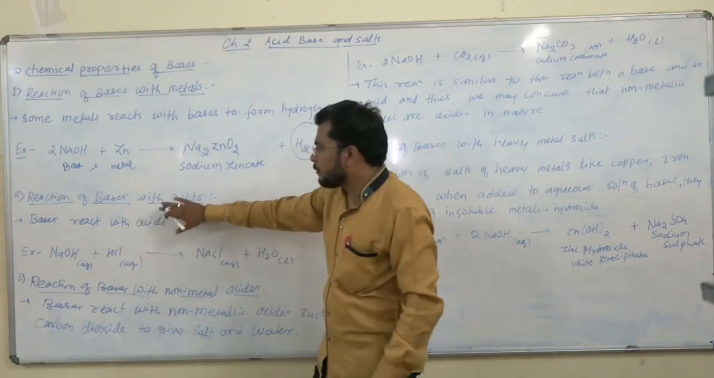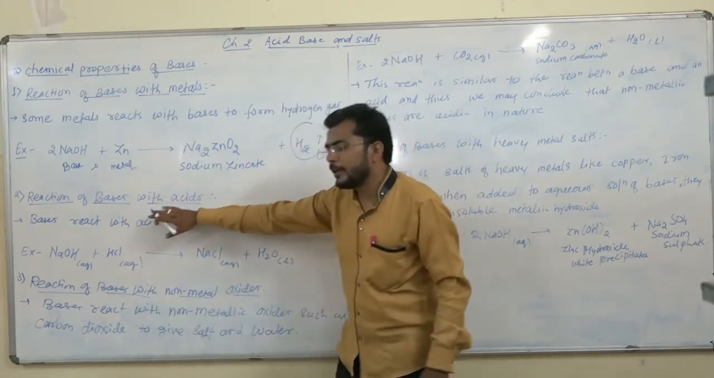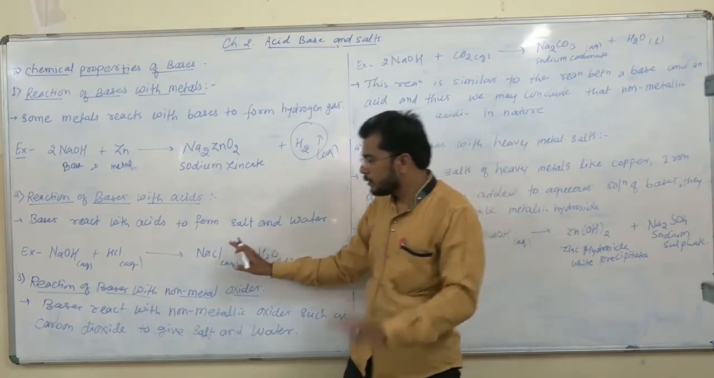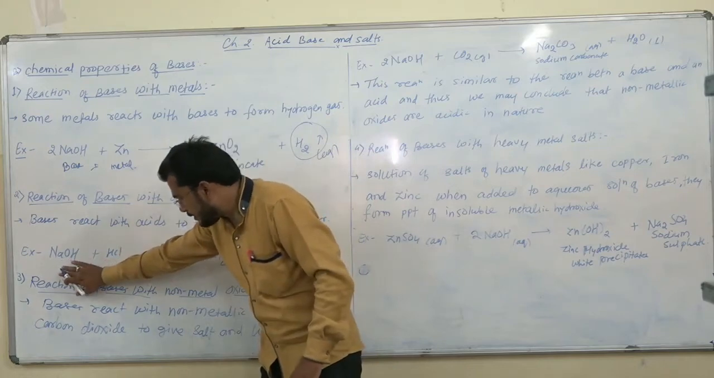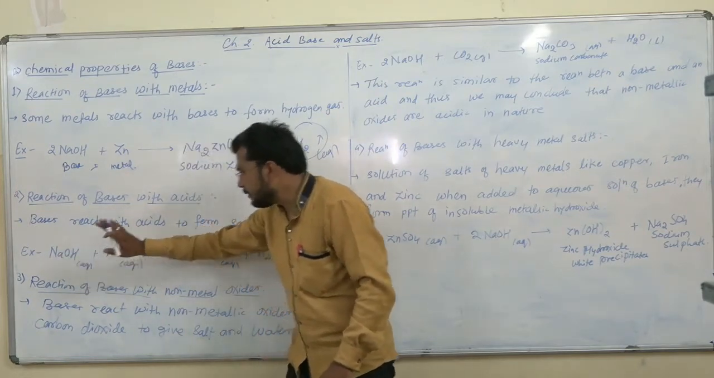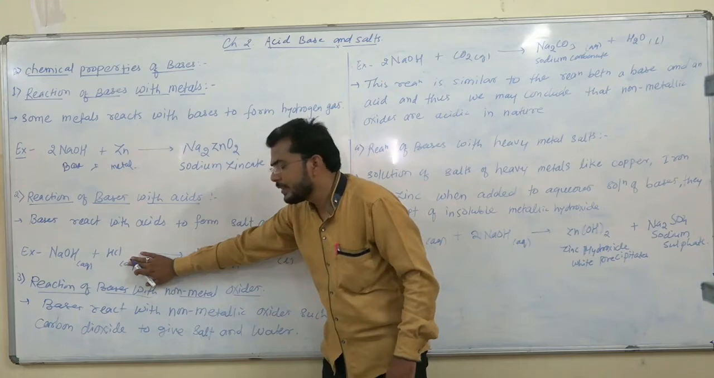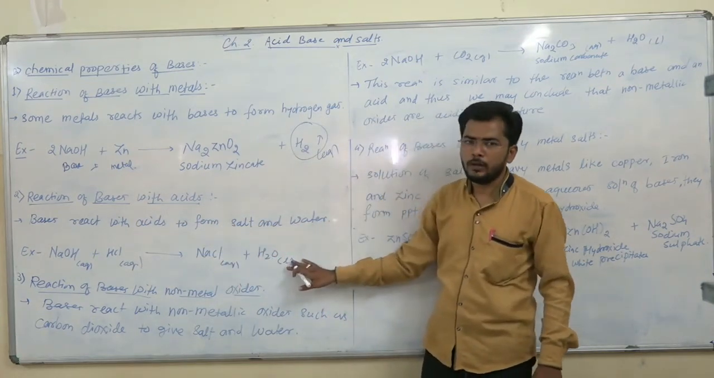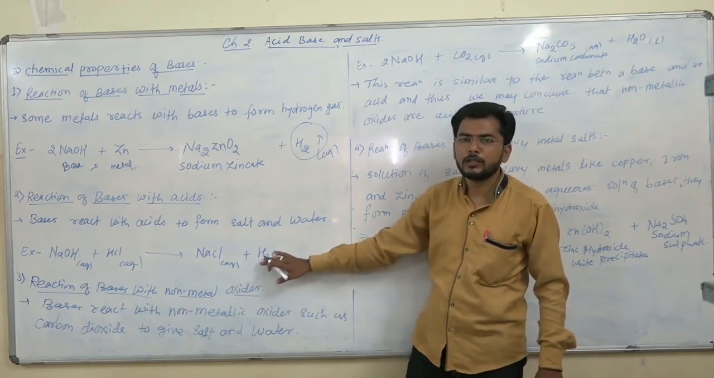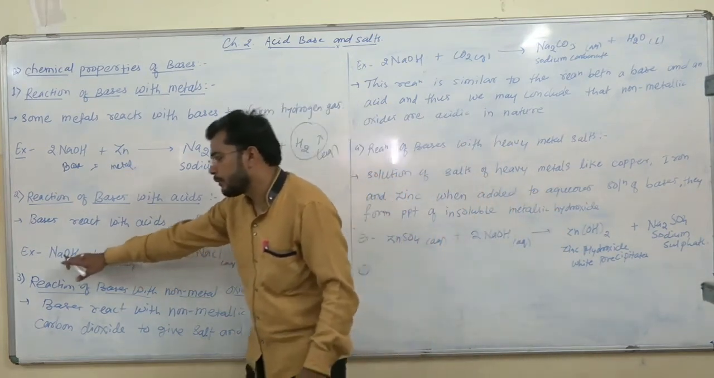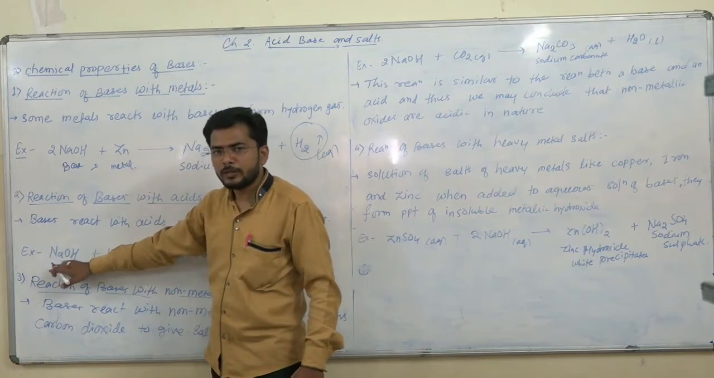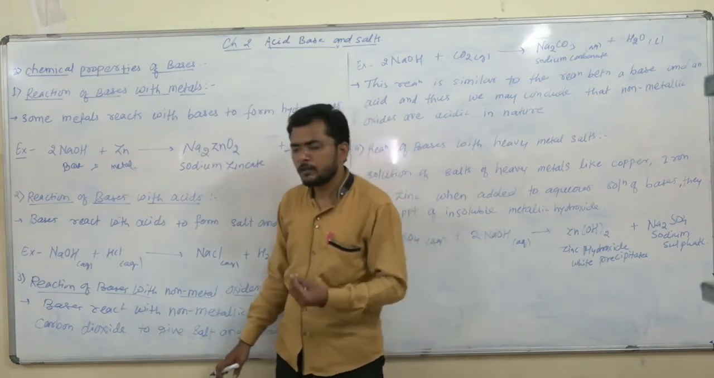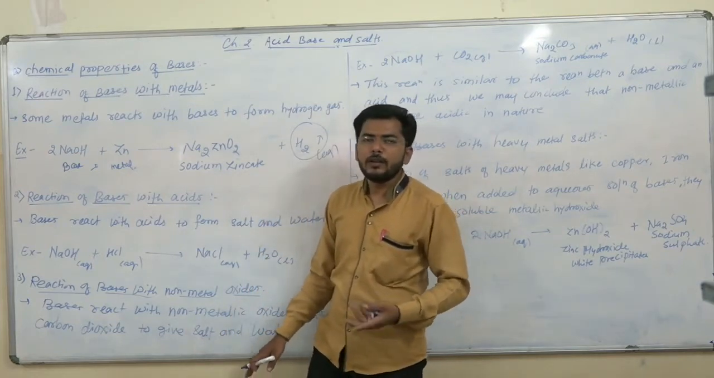So the general reaction: a base reacts with an acid, and at that time it gives salt plus water. Base, we have sodium hydroxide. It is reacting with HCl. It gives sodium chloride and water. I am taking just one example. You can take KOH also. Magnesium hydroxide, potassium hydroxide, sodium hydroxide are the common bases which we commonly use.